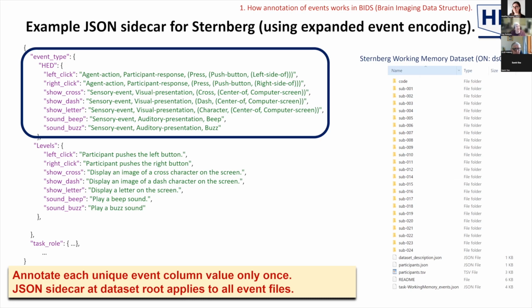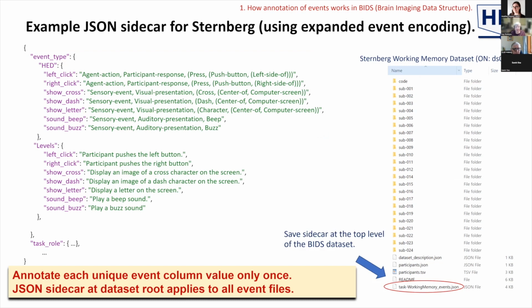So this is what the event table looks like. You fill in those HED tags, and then you save your JSON file. And usually the JSON file is applicable to all of the event files in the data set. So you only have to put one JSON file at the top level of your BIDS data set. If you want to go back and change your annotations later, you just have to edit that JSON file. You don't have to change anything about your events.